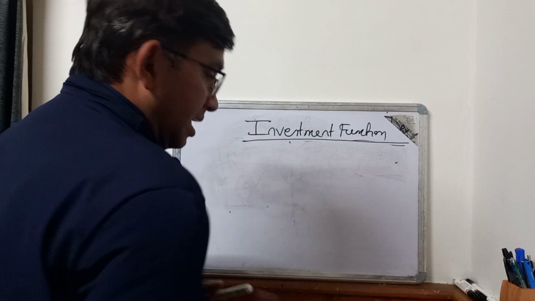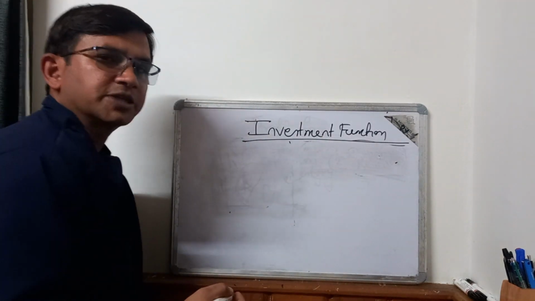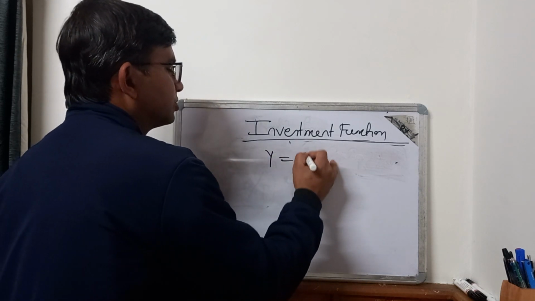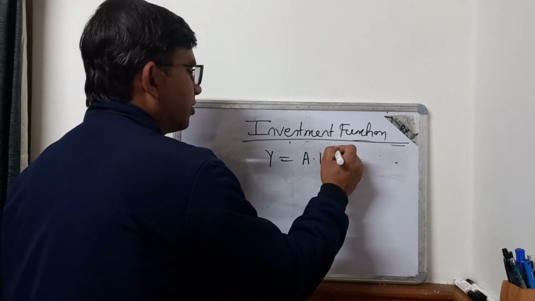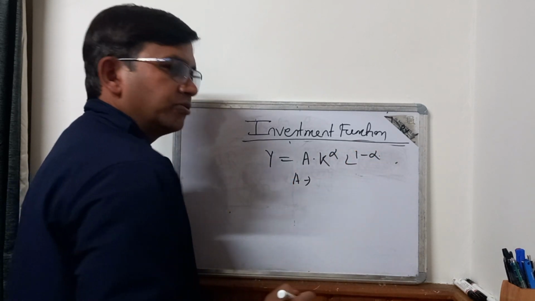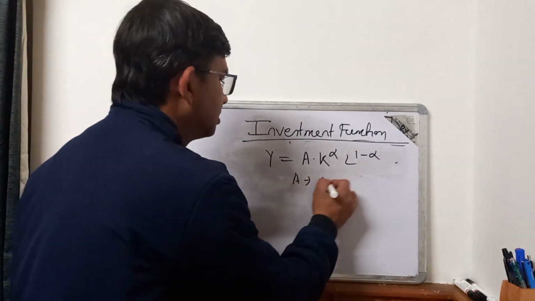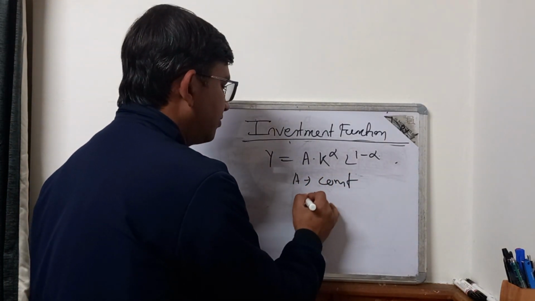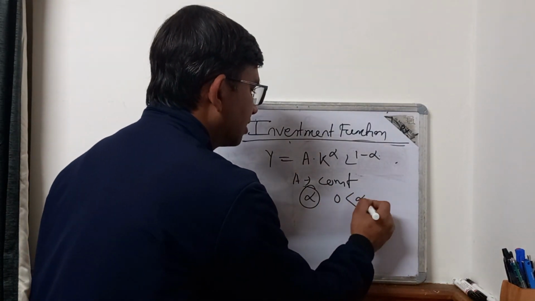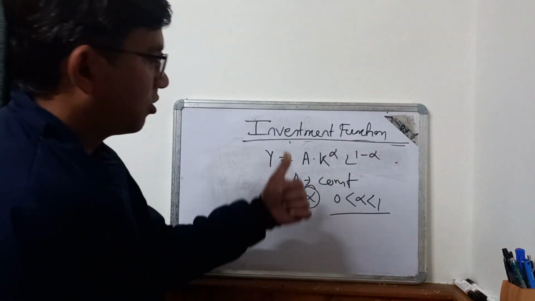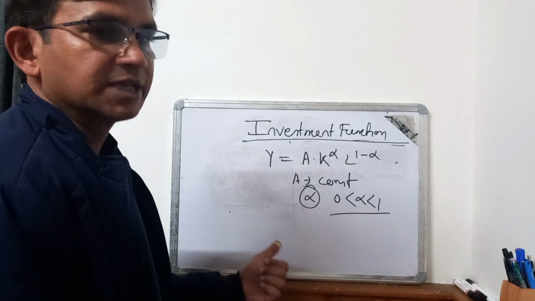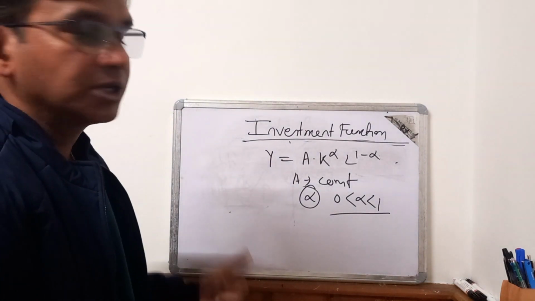Here we use a Cobb-Douglas type of production function. The production function is given as Y equals A into K to the power alpha L to the power 1 minus alpha, where A is a constant determined by the technology, and alpha is also a constant, with 0 less than alpha less than 1. This is a homogeneous production function subject to constant returns to scale, as per the property of the Cobb-Douglas production function.